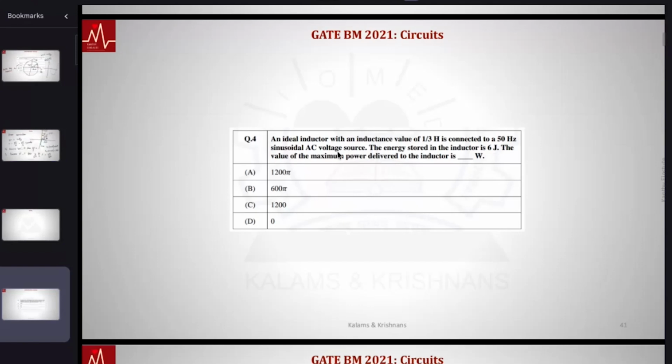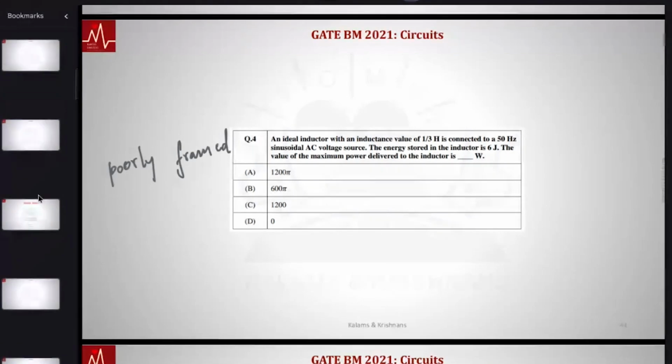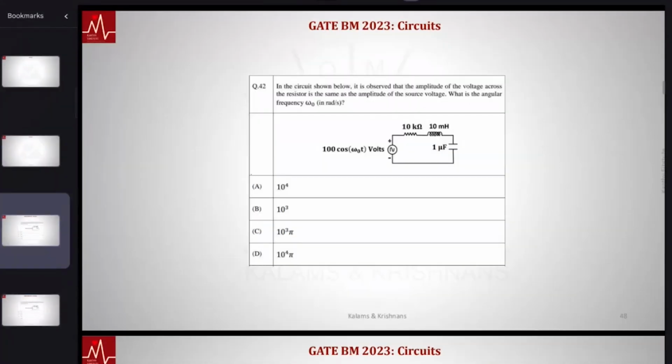So we have a simple AC source inductor circuit. Energy stored is this much. The value of maximum power delivered in the inductors. See, the energy stored in the inductor at which instance is not clearly mentioned, okay? That makes it very ambiguous, and this is somewhat poorly framed. So I'm going to skip this. Let's not add fuel to the confusion. Let's skip this and move on to this question.